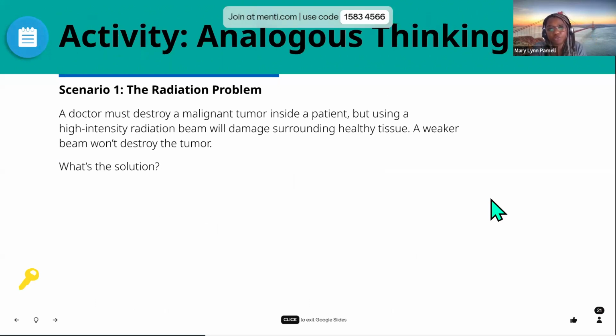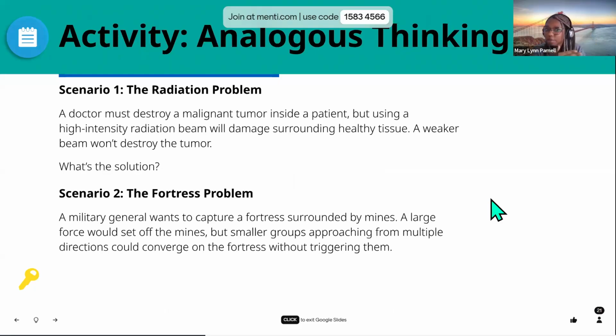So, a doctor must destroy a malignant tumor inside a patient, but using a high intensity radiation beam will damage surrounding healthy tissue. A weaker beam won't destroy the tumor. What's the solution? Now, we have another problem in another area completely, a fortress problem. The military wants to capture a fortress surrounded by mines. A large force would set off the mines, but smaller groups approaching from multiple directions could converge on the fortress without triggering them.